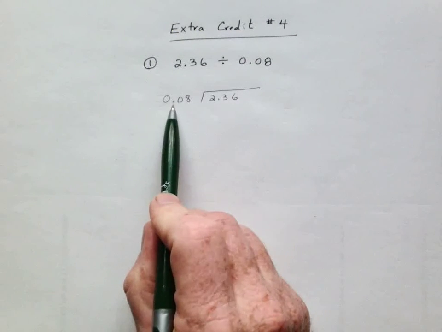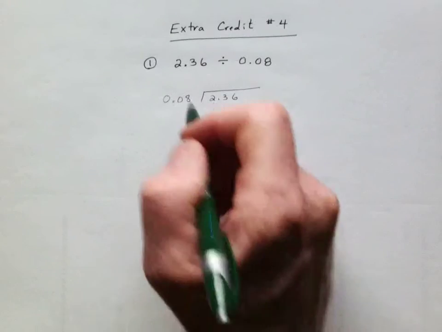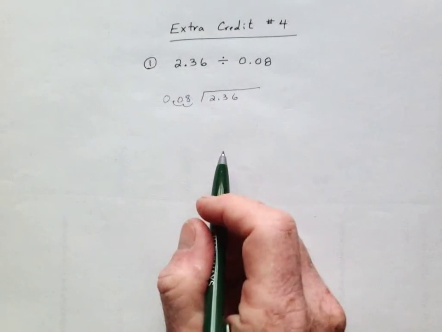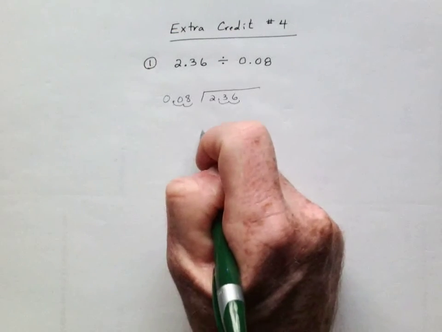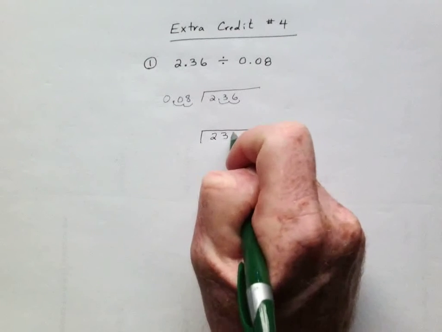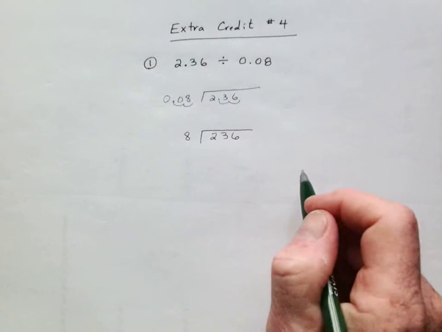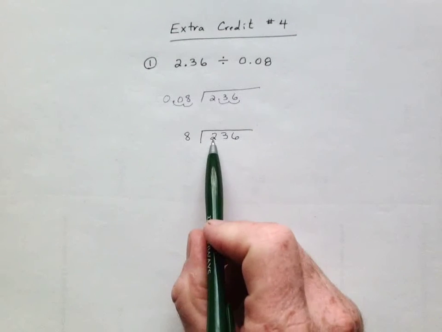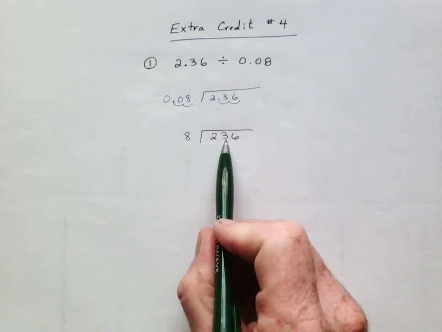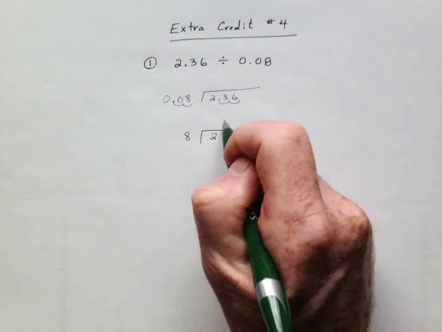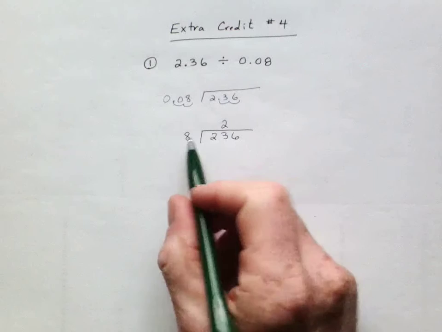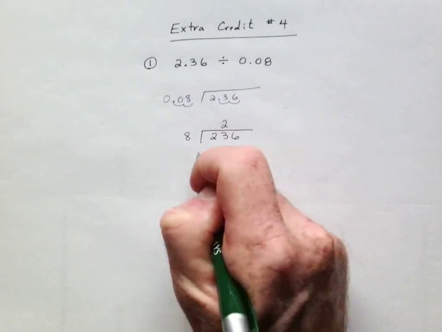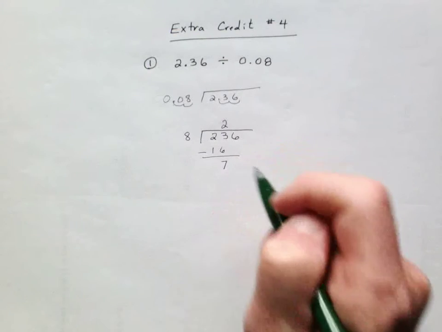And for this one, I need to move the decimal place over by 2 in order to change this into a whole number. So I need to do the same here, move the decimal place by 2. Or if I rewrite it, that means it's 236 that's getting divided by 8. Okay, then 8 won't divide into 2, but 8 will divide into 23. Let's see, if I put a 3 here, that would be 24, which is too much. So it's a 2. So multiply, this is 16, and then subtract, and it leaves a 7.